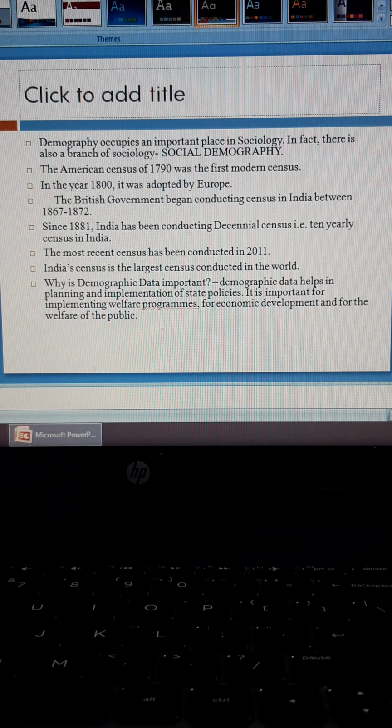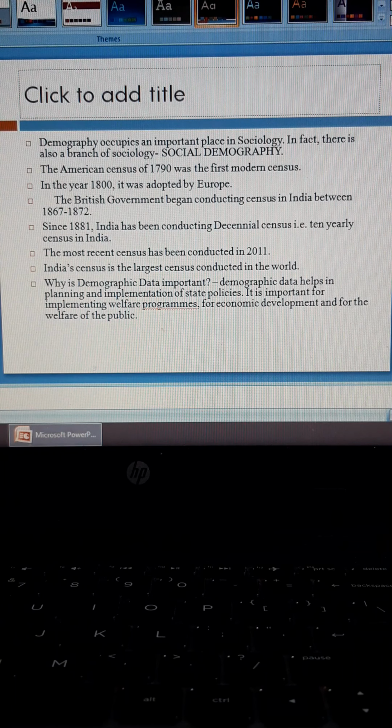The first point of the next slide reads, demography occupies an important place in sociology. Demography is very important in sociology. Sociology studies all the social phenomena. It also studies why there is more population in a particular state, why there is less population in a particular state, why death rate is high in a particular state, why it is low in another, why in some states literacy rate is high, why in some states it is low, and all of that.